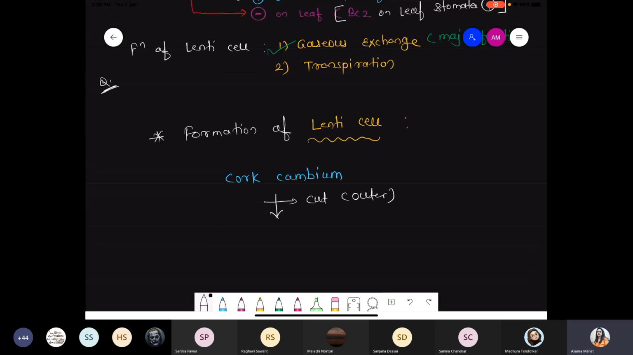And now what happened? After the cutting, there is a formation of some thick cells, and that thick cell is also called the cork cell, which is dead. As well as there is a formation of some thin cells. So cork cambium, last class also we discussed, cuts from the outer side and forms phellum, and phellum is also called the cork cell.